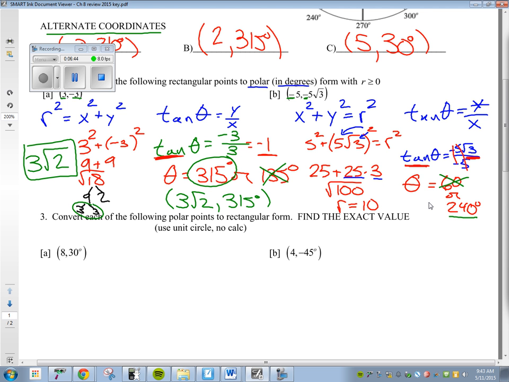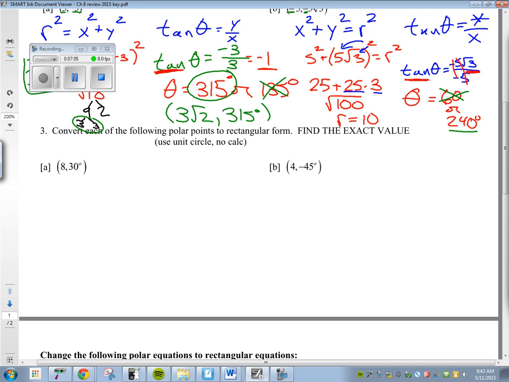Questions so far? Question? Why did it equal? Because it's 25 plus 75. It was 25 times 3. I squared the 5 to get me 25. I squared square root of 3, so they cancel to get me 3. Okay.